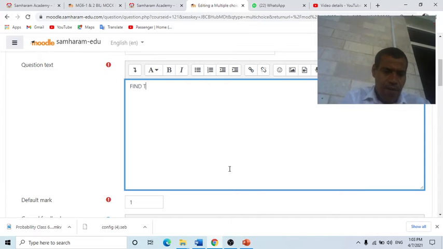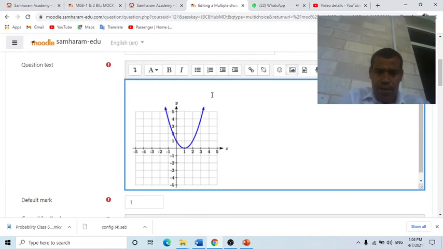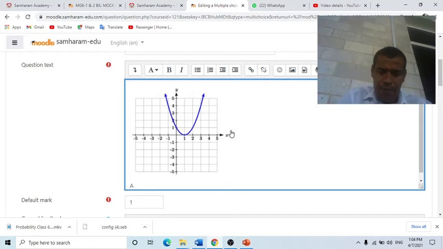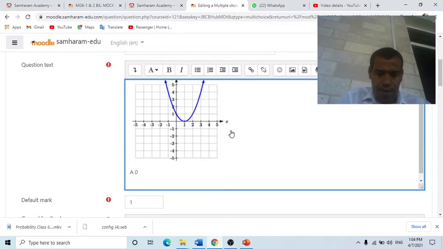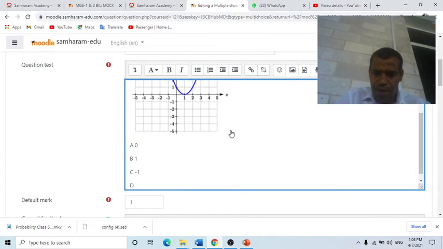Find the value of f of 2 from the graph below. I will just change the question. Okay. So here I will make capital A. Is it 0? B, we told, is 1. C is -1. D, for example, is 3.